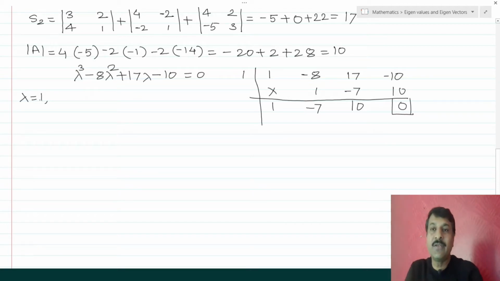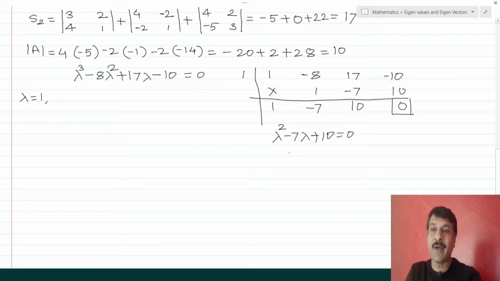But suppose we get a non-zero number here, then you repeat the same thing for minus 1, then 2, then minus 2, and you continue like that. Once we get lambda equal to 1, by the remaining values I can find lambda square minus 7 lambda plus 10 equal to 0. So what are the roots? You know how to find the roots or factors for this. Now solve this quadratic equation.